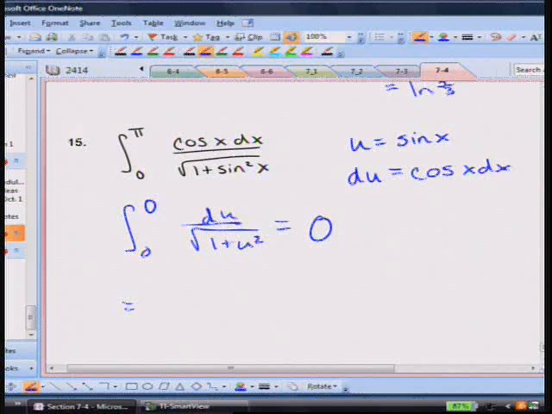I mean, you could work it all out. It's kind of dumb. So, I don't know. I mean, you could say it's the inverse hyperbolic sine of 0 minus the inverse hyperbolic sine of 0, but that is still 0. So, okay. That is it for this section. Wow.